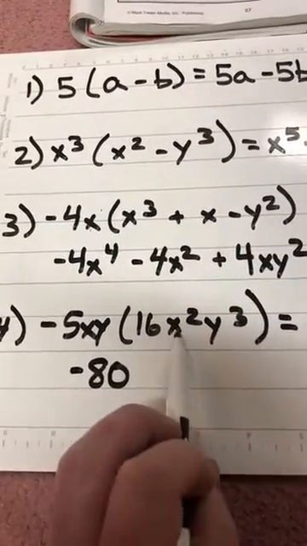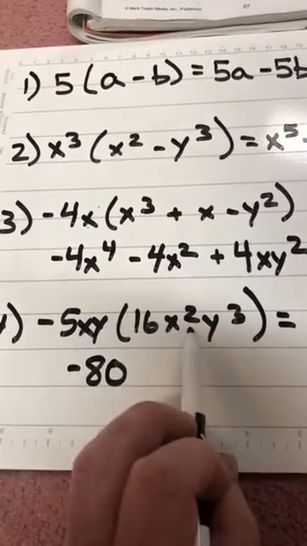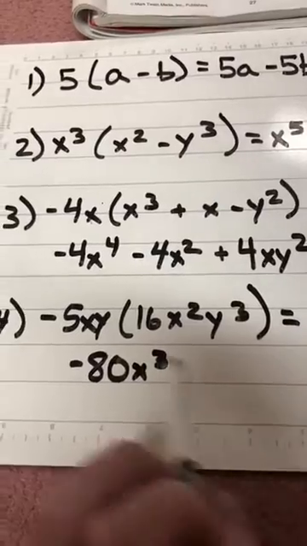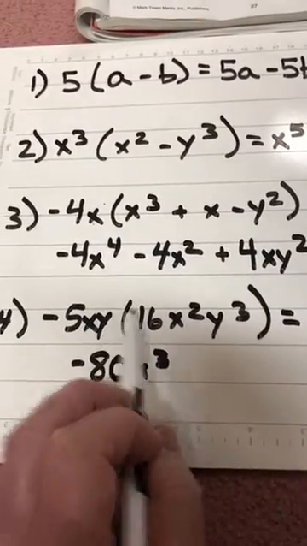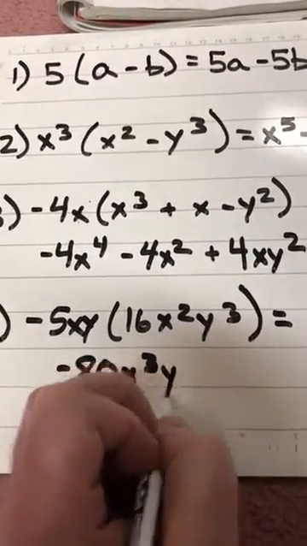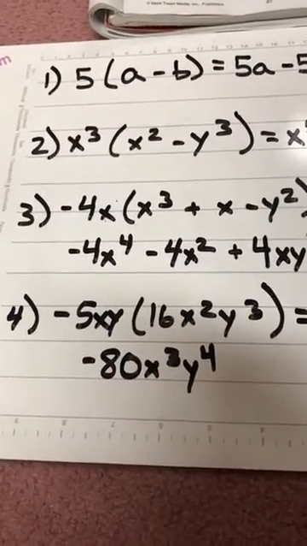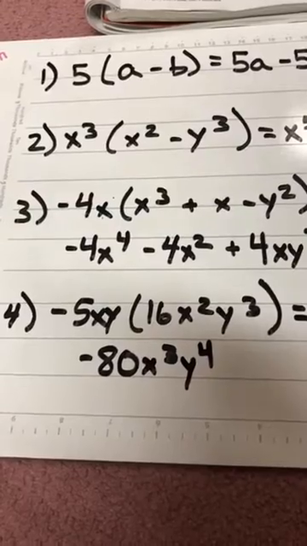Then x times x squared. So that's x to the power of 1 times x to the power of 2 makes x to the power of 3. Y to the power of 1, y to the power of 3, make y to the power of 4. That's not bad. You can handle that. That's not bad at all. All right, let's move right along here.